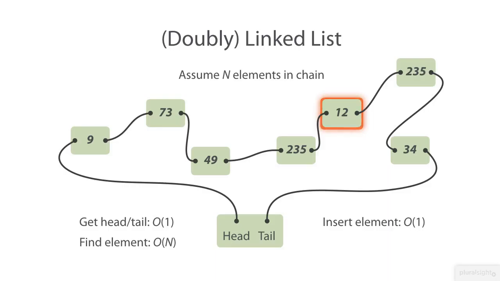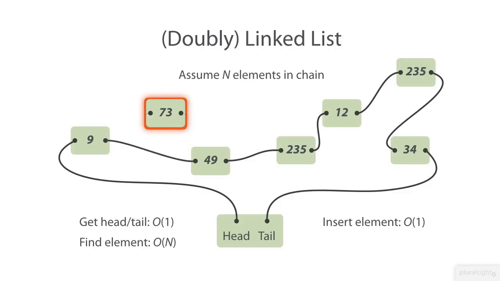Now, consider the element 73. Deleting that element is just as simple as inserting a new element. We just need to let the previous element and the next element reference each other instead of 73, and we are done. Like before, this is independent of the number of elements in the chain, and thus removing an element is also big O of 1.